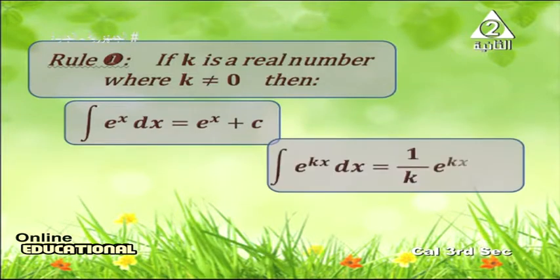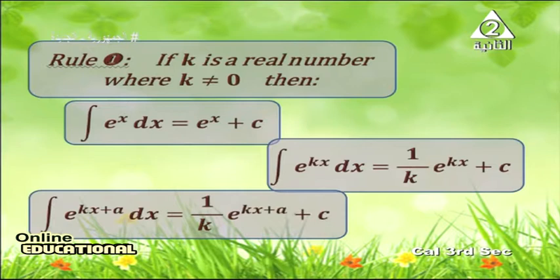And the integration of e power kx dx equals 1 over k multiplied by e power kx plus c, and the integration of e to the power kx plus a dx equals 1 over k multiplied by e to the power kx plus a plus the constant c. We know that the derivative of e power x is e power x, and the derivative of e power f of x is e power f of x multiplied by the derivative of the power.